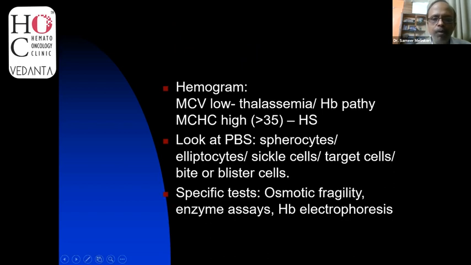If you see a low MCV, you think of a hemoglobinopathy. If you see a high MCHC, more than 35, you think of hereditary spherocytosis. If the PBS shows things like spherocytes or elliptocytes, sickle cells, target cells, bite or blister cells, schistocytes, these will directly indicate that particular disease. Okay, so this can give you a very good clue. Then, whenever you suspect, you do specific tests such as osmotic fragility if you suspect hereditary spherocytosis, enzyme assays whenever you suspect an enzymopathy, and hemoglobin electrophoresis when you suspect a hemoglobinopathy.